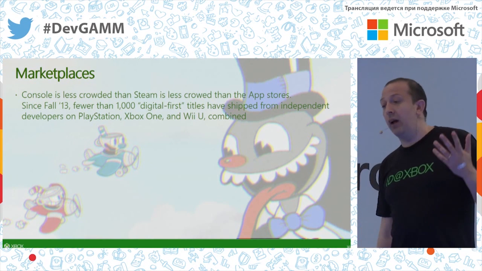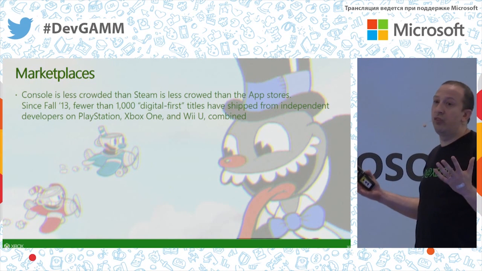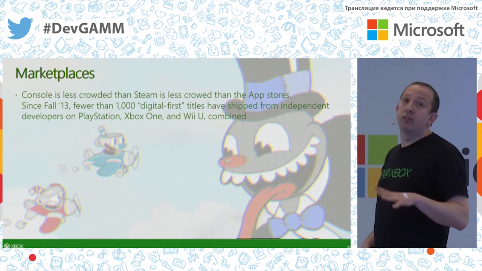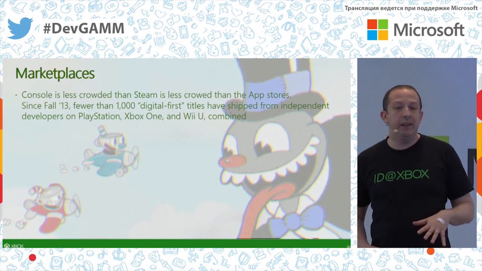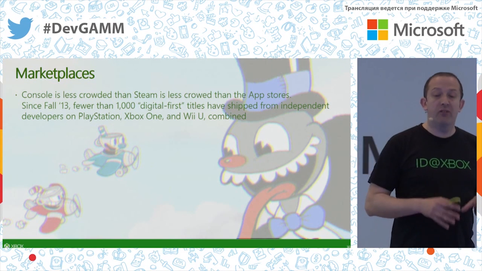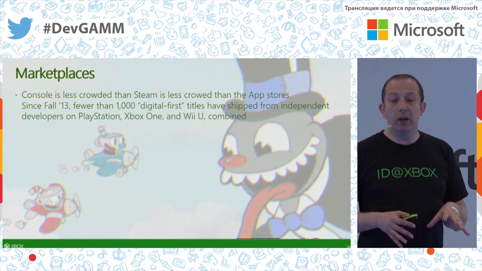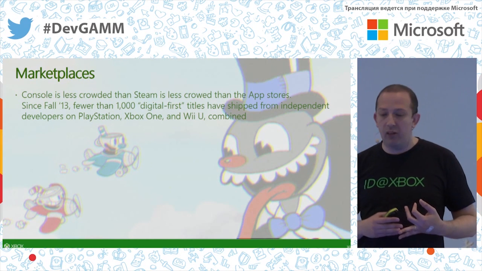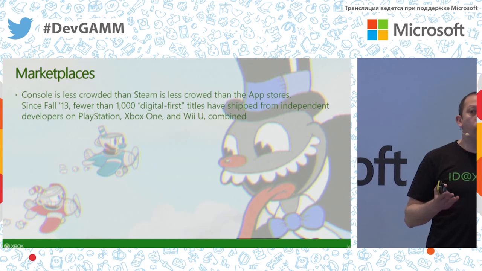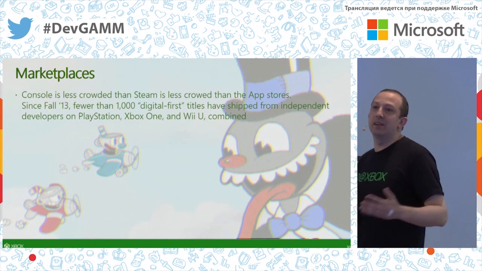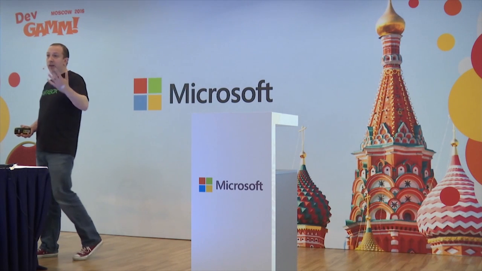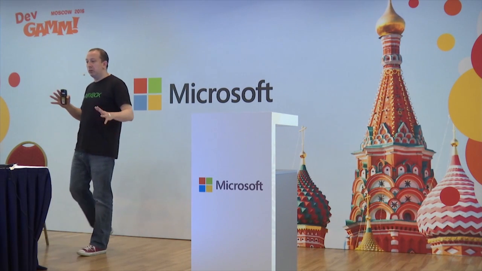And Steam is less crowded than the various app stores. On console, since the fall of 13, autumn 13, fewer than 1,000 digital-first titles have shipped from independent developers across PlayStation, Xbox One, and Wii U combined. So we're looking at 1 title a day over the last 3 years, compared to tens of titles on a daily basis on some of the platforms.